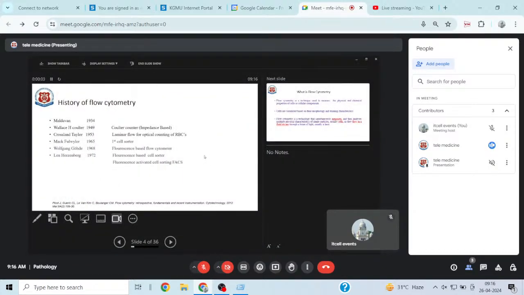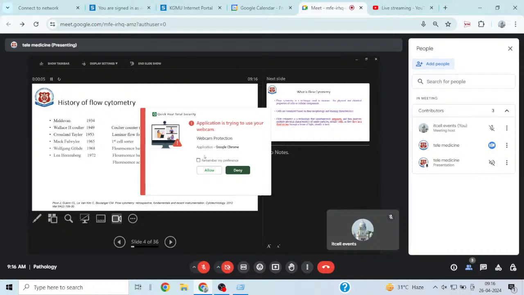So going back to the history of flow, Dover used a simple capillary tube. What he did, he used a capillary tube with the blood inside it, a light source on one side and a detector on the other side. So as and when the cell was passing through the light source, an image was generated. It was a basic flow cytometer way back in 1934.